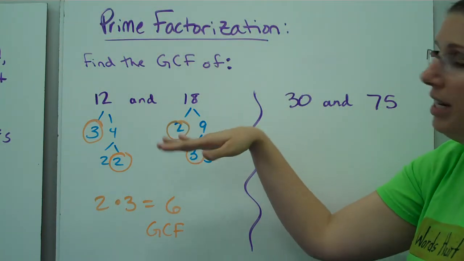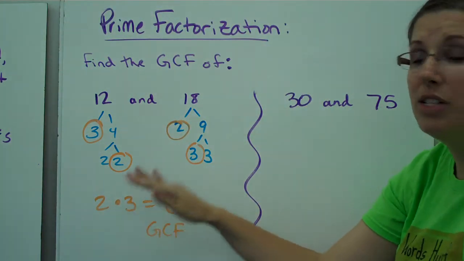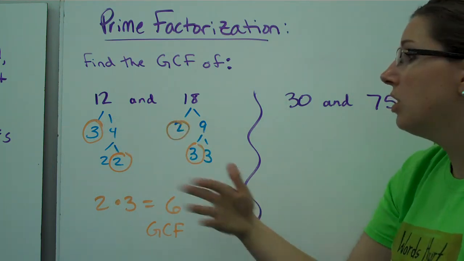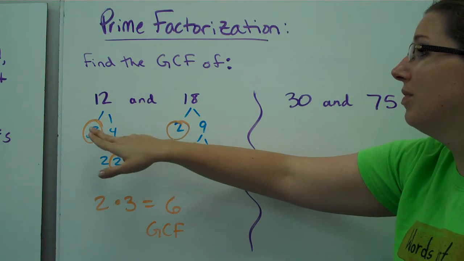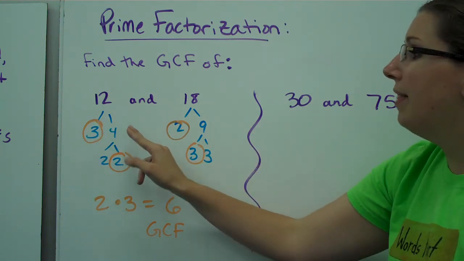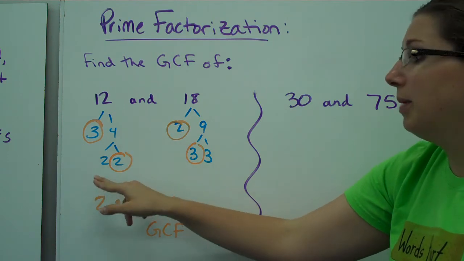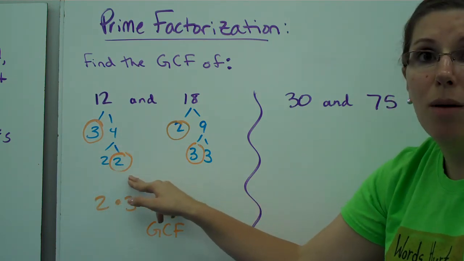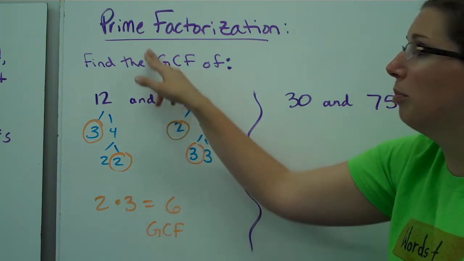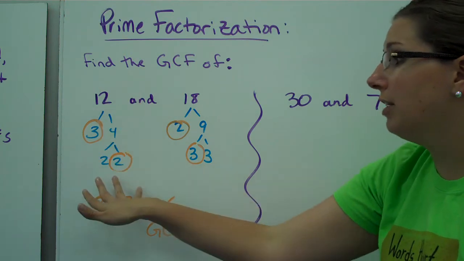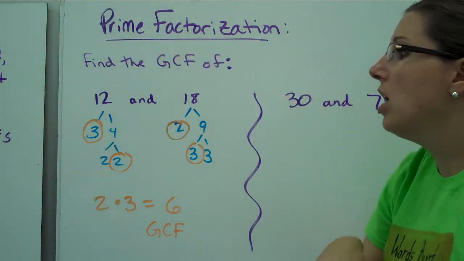So prime factorization. If I was asked to find the GCF of 12 and 18, I would make a factor tree. So to get 12, I would multiply 3 times 4, and then to get 4, I would multiply 2 times 2. All of these remaining numbers down here are prime numbers. That's why it's called prime factorization. It's to get the prime factors of the number 12.